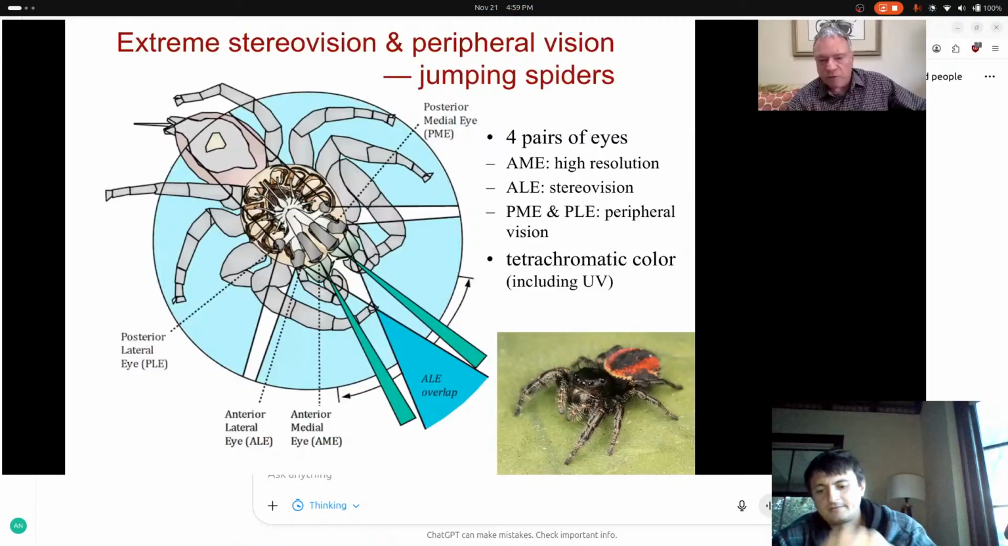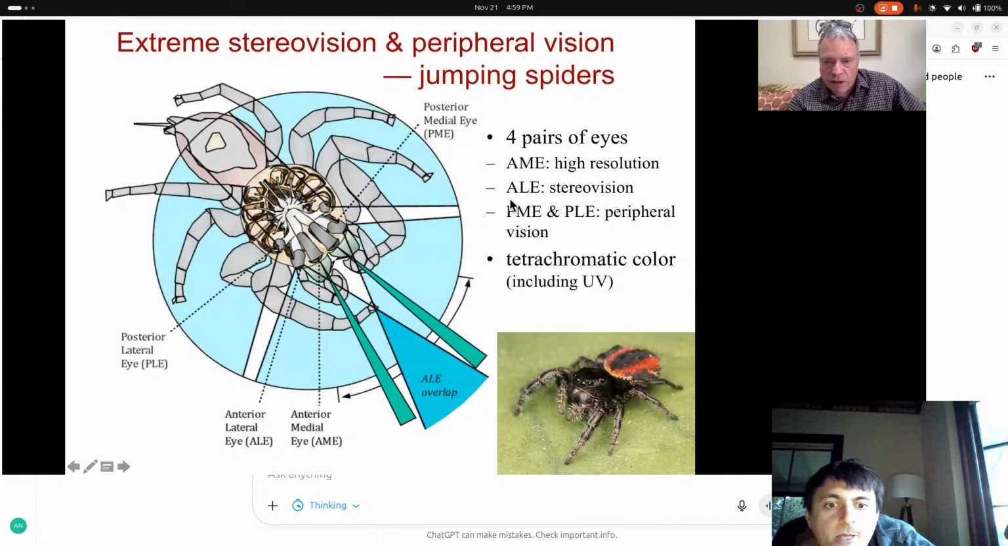So, for example, in jumping spiders, they don't hang out in a web, they move around and hunt, right? And they actually jump on prey. They have 4 pairs of eyes, and they're all doing different jobs. It's like this came out of a hunting design factory. It's amazing stuff. So they have 4 pairs of eyes.